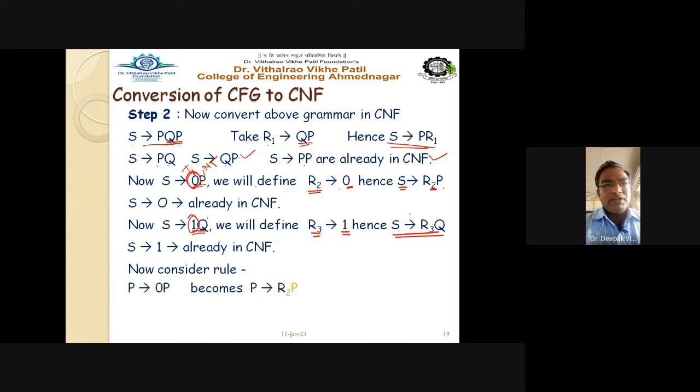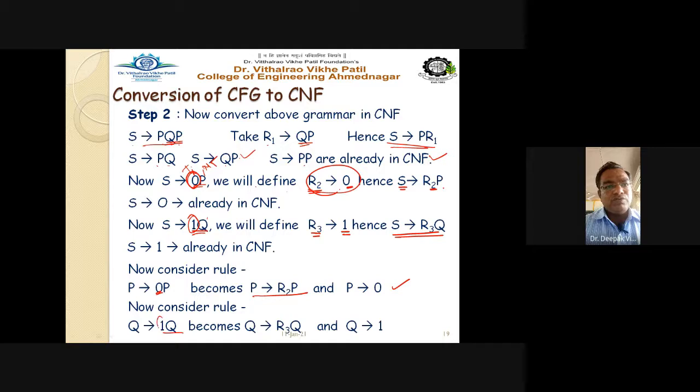That is P produces 0P. But for 0 we have already assigned R2. So this rule becomes P produces R2P, and P tends to 0 as it is. And now consider the next, Q produces 1Q, but for 1 we have already assigned a non-terminal, R3. So it becomes Q tends to R3Q, and Q tends to 1 as it is. So all these rules are in normal form.